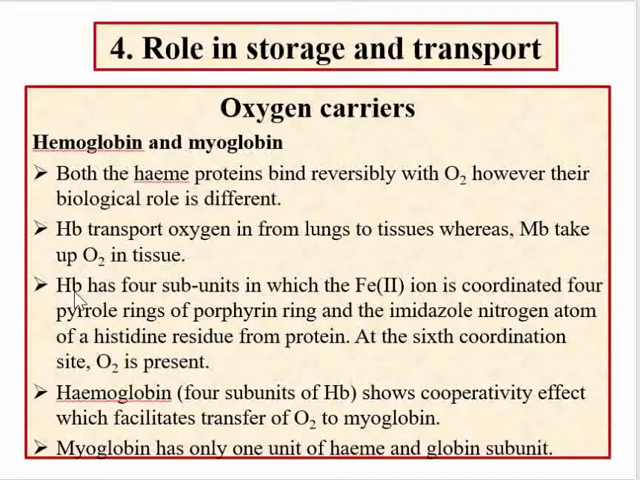Okay, then in the whole body, hemoglobin has four subunits, in which Fe2+ is coordinated to the four pyrrole rings and one imidazole nitrogen atom of a histidine residue, and the sixth coordination is with the oxygen. Hemoglobin has four subunits, so it shows a cooperativity effect which facilitates or enhances the transfer of oxygen to the myoglobin. Myoglobin has only one unit of heme and globin, so it can only react with one oxygen molecule.